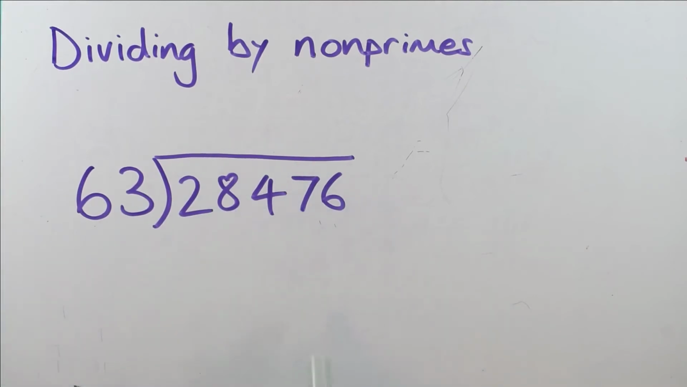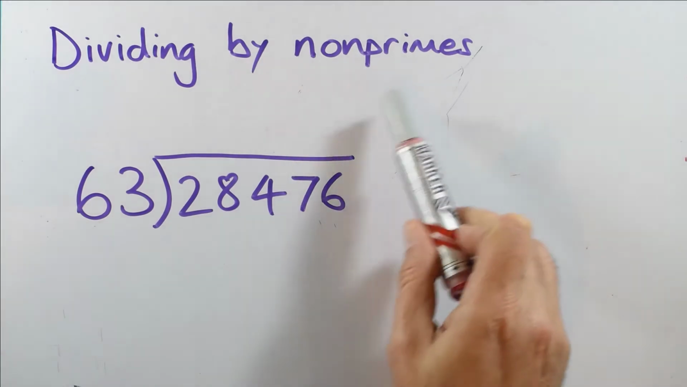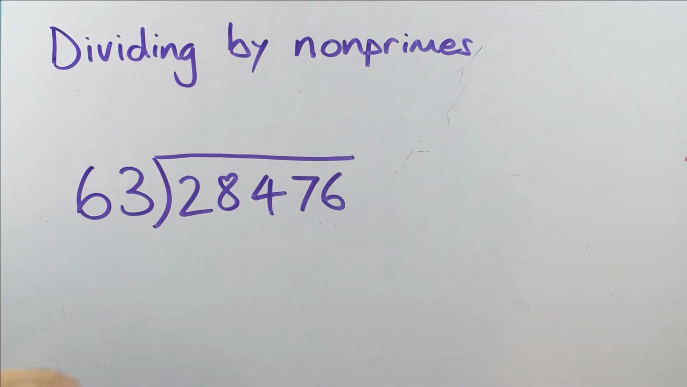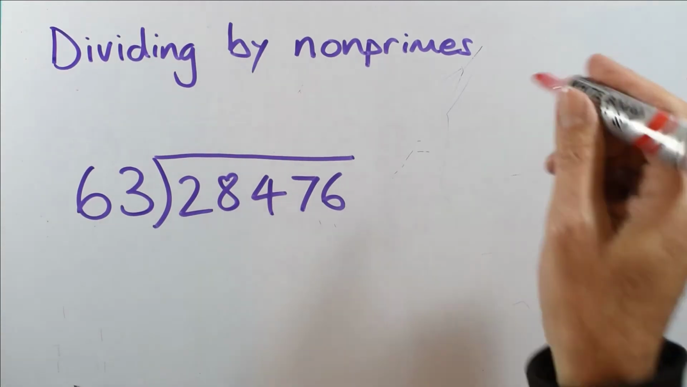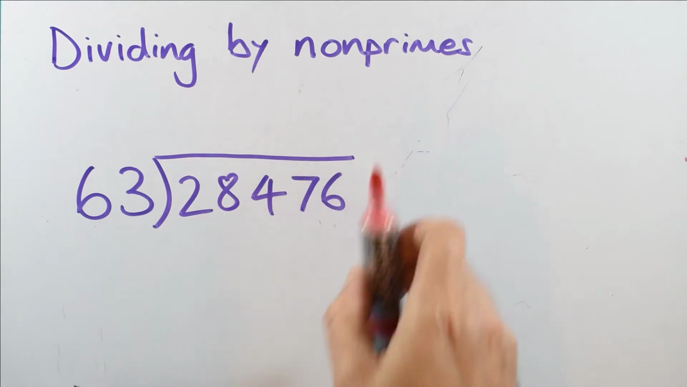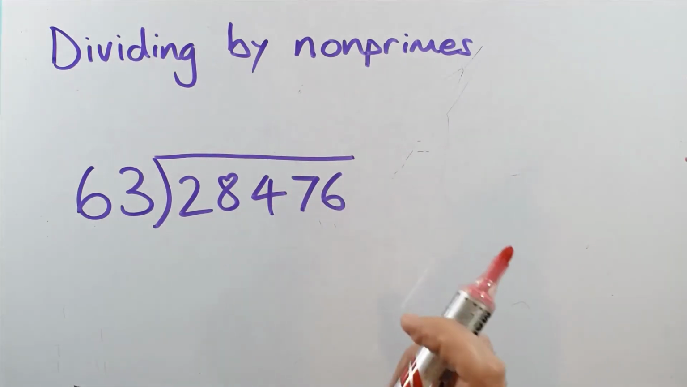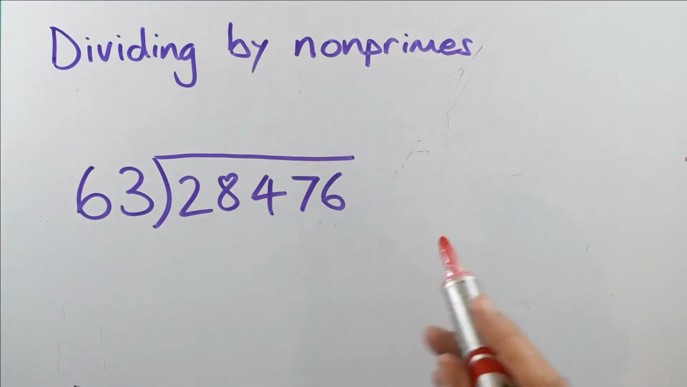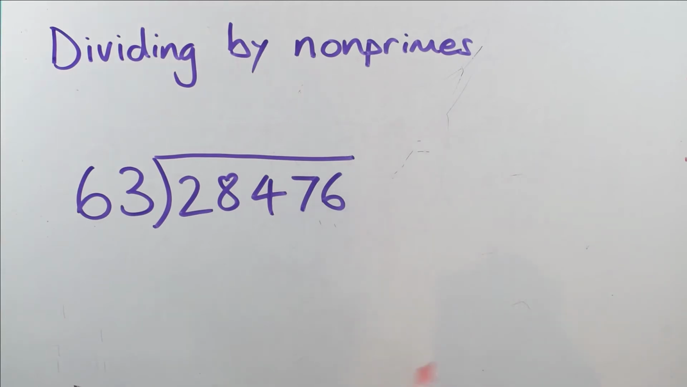Okay, so now we get into the juicy bits. We will start learning how to divide by non-primes, numbers that don't fall into the prime number category, sometimes called composite numbers, but basically any number that has more than just the 2 factors to it.